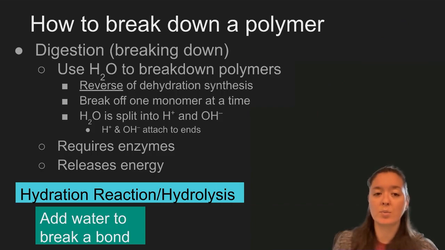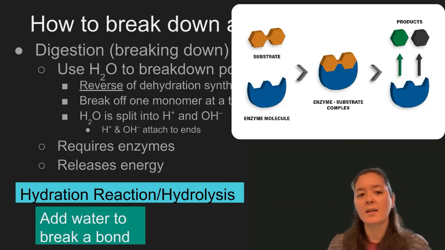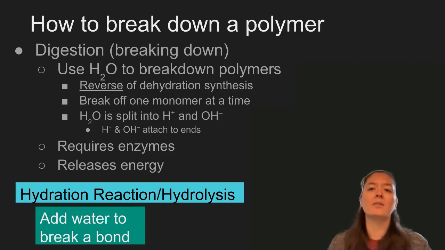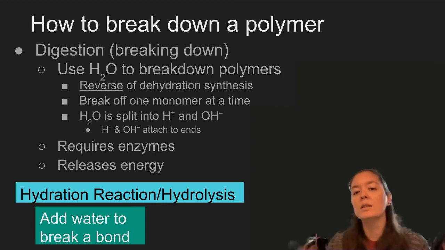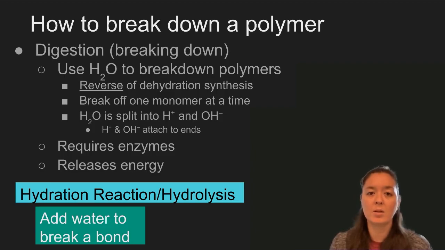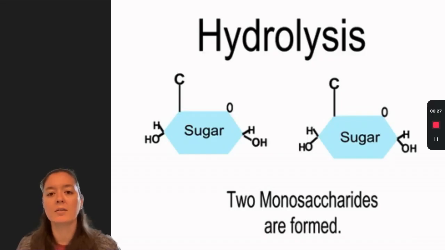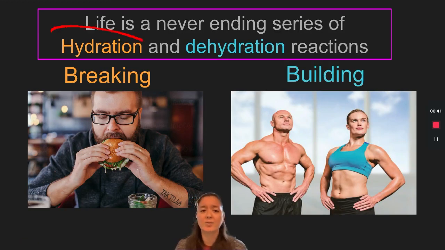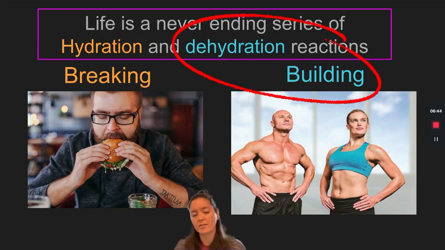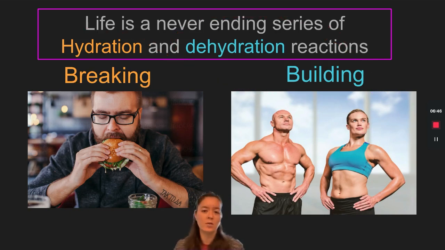Just like synthesis, this requires enzymes, but in this case, it releases energy. So instead of taking energy, it releases energy. It gives us energy when we break apart these molecules. Here's a little GIF to show us. We have an OH coming in, and it breaks apart the bond, giving us two separate monomers from our original polymer.